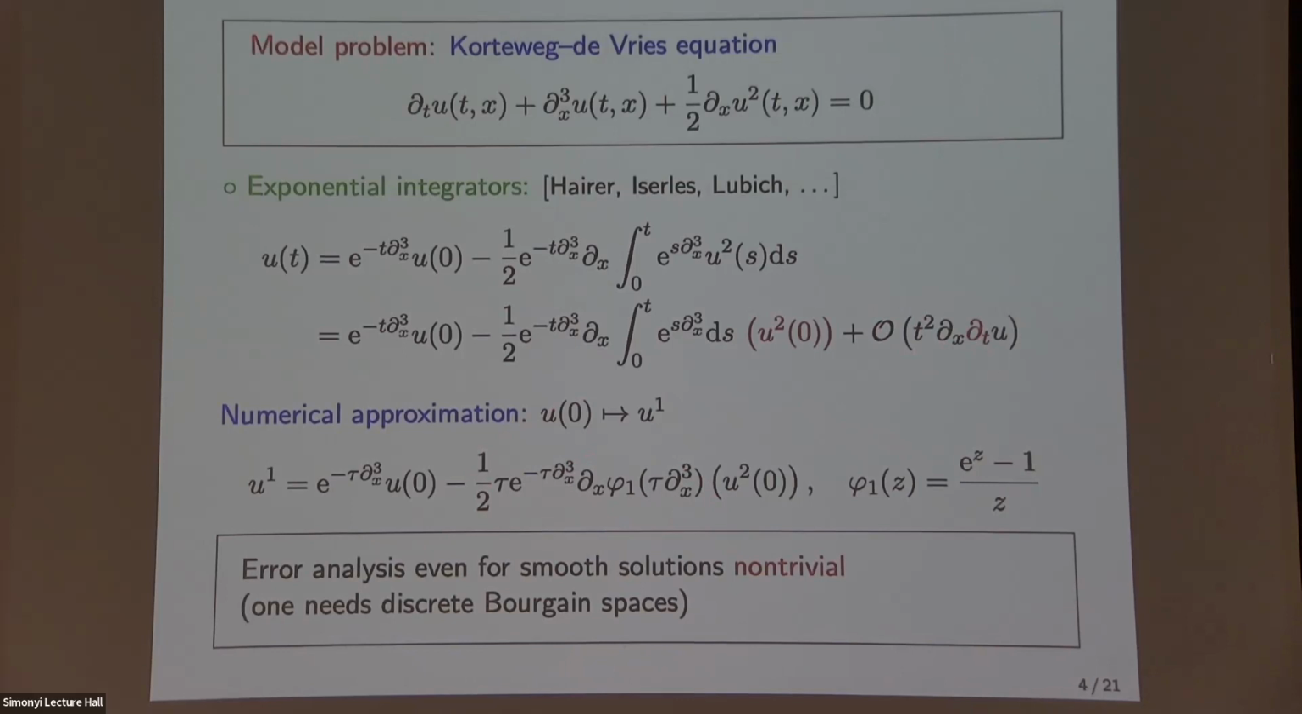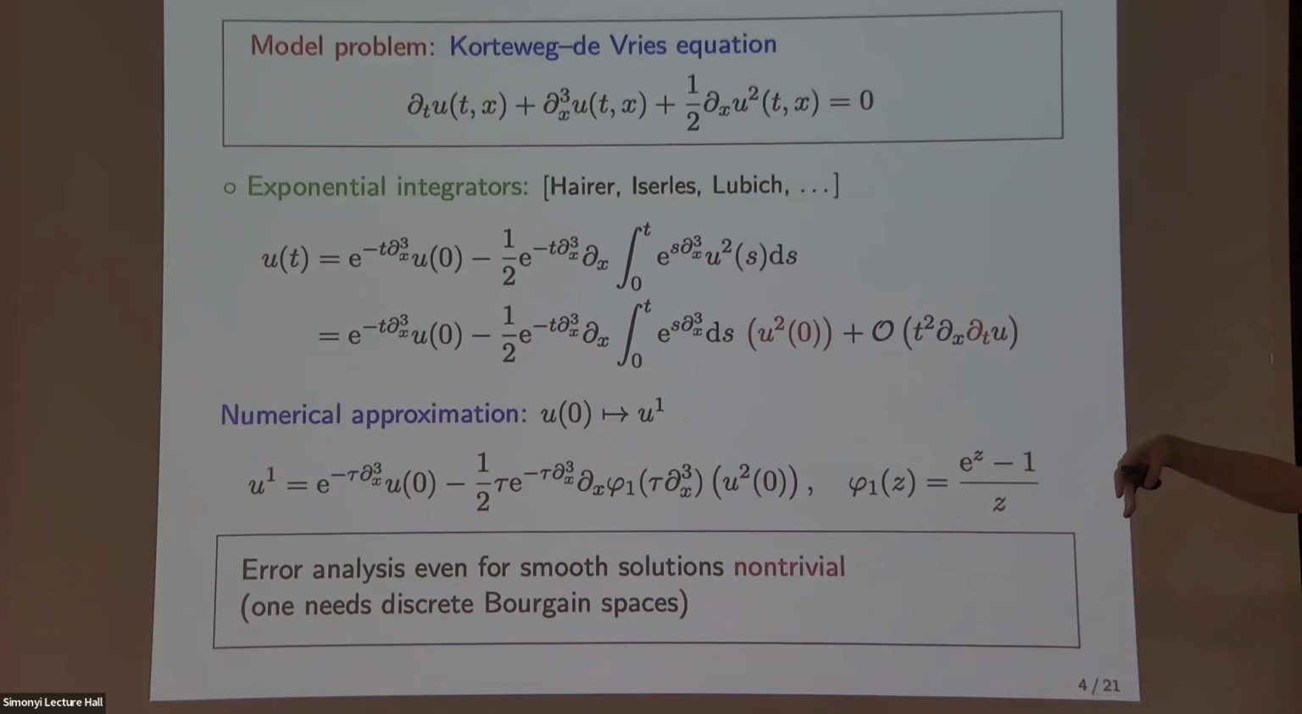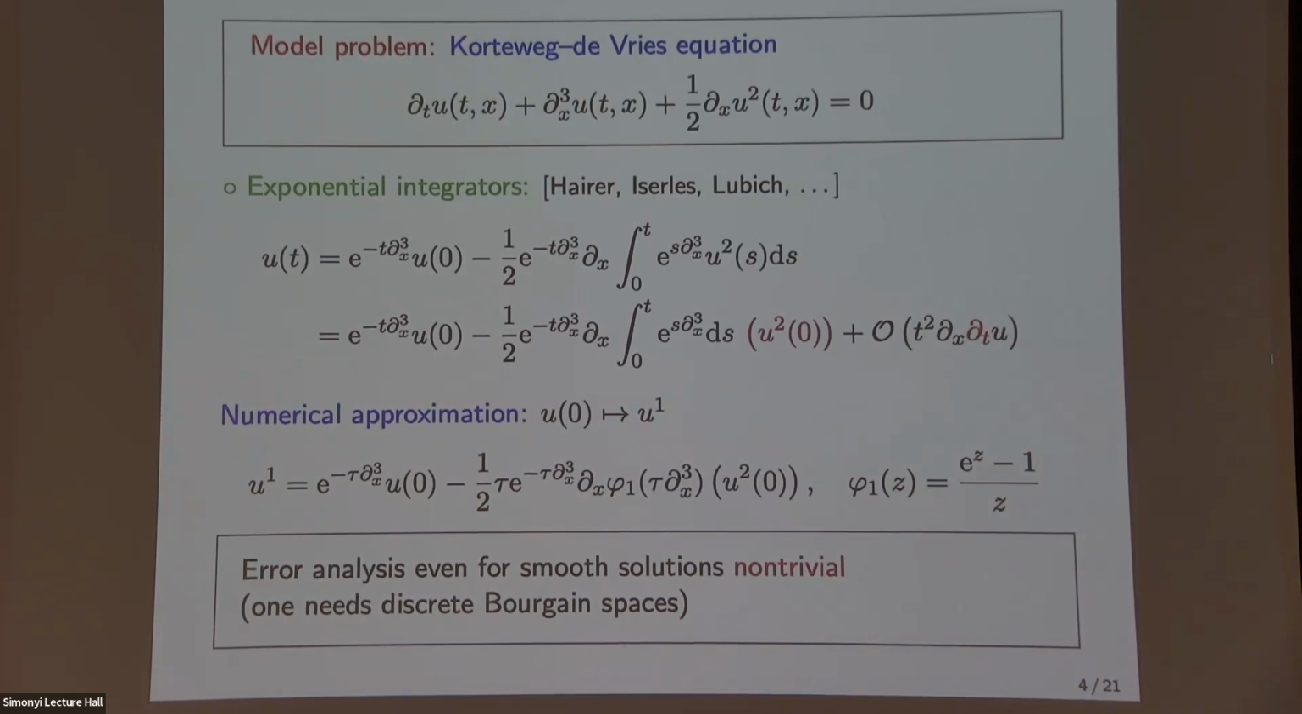And what was somehow surprising is that if you look at the local error, you can control it easily. You just need some regularity because it's a Taylor series expansion. You know exactly what you introduce as an error. But then if you want to carry out a global error analysis, in the sense that you don't want to make one time step, but really go further up to the time you want to solve your PDE, then the error analysis is no longer trivial, at least not for me, and you really need to use some discrete Bourgain type spaces to obtain an error estimate. So I will come back to this later.